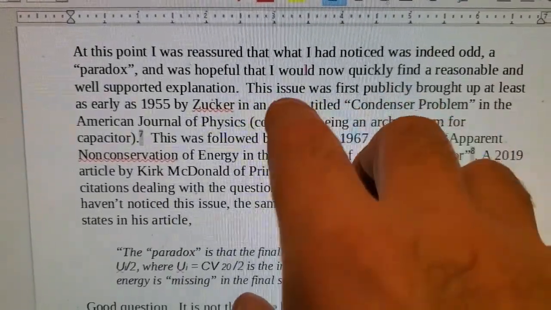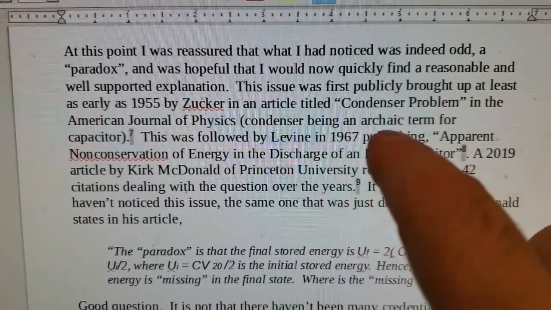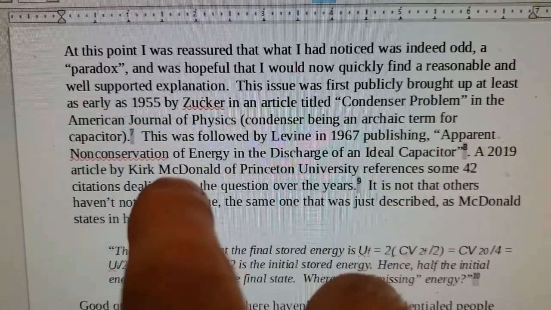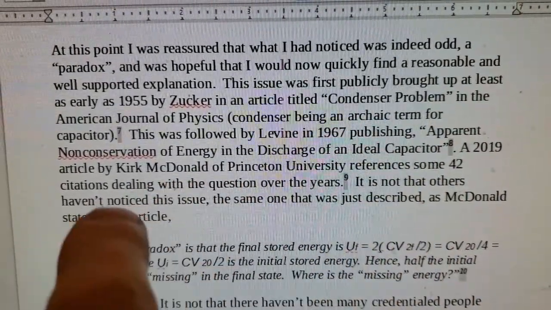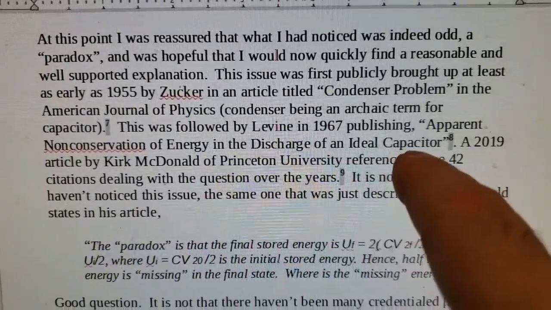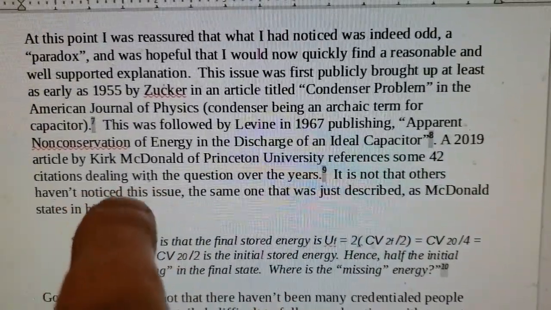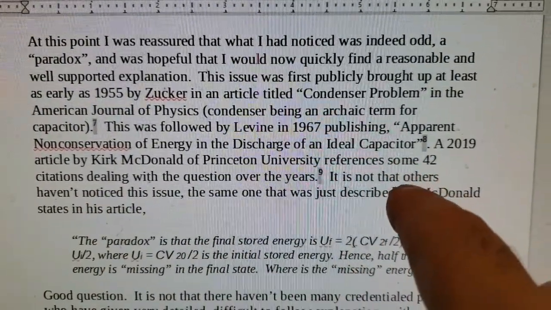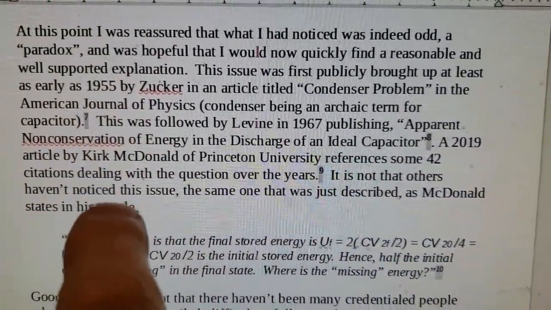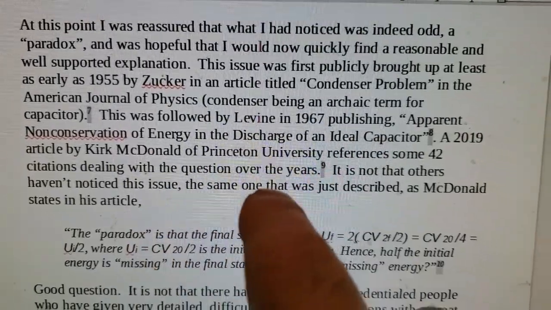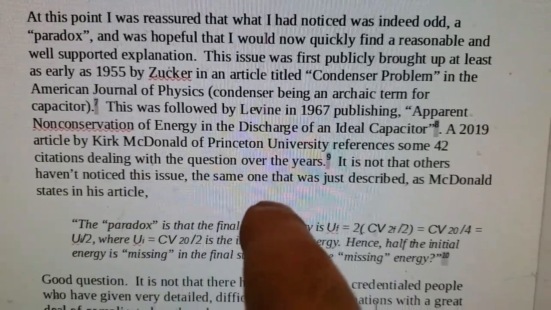The issue was first publicly brought up, at least as early as 55, by Zucker in an article entitled Condenser Problem. Condenser means capacitor. Followed by Levine in 67, apparent non-conservation of energy in the discharge of an ideal capacitor. And then in 2019, Kirk McDonald sort of did a review, and he notes some 42 citations over those intervening years dealing with this question. So it's not like I'm the only one who's noticed this.